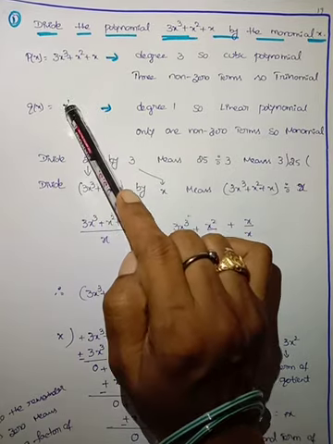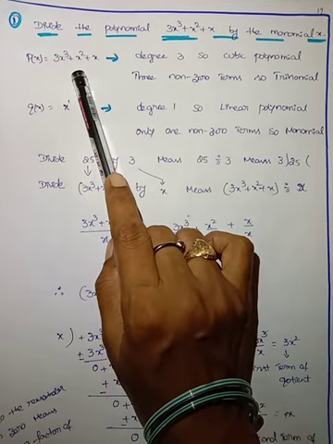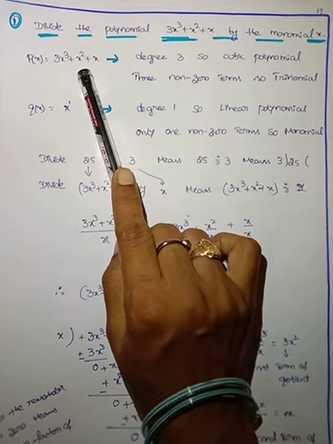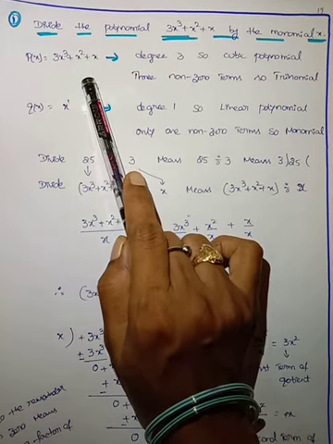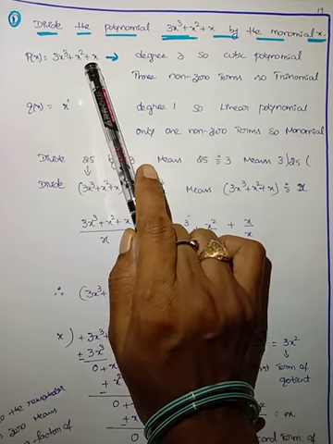Of these two polynomials, the one whose degree is highest is the dividend. The one whose degree is lowest is the divisor.